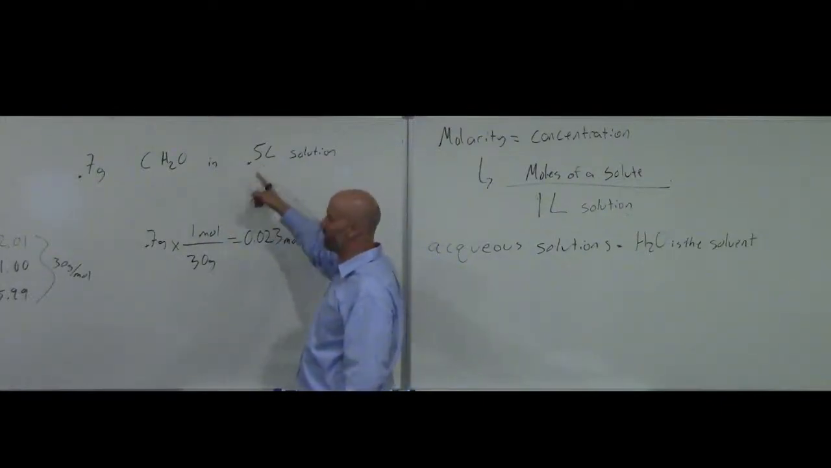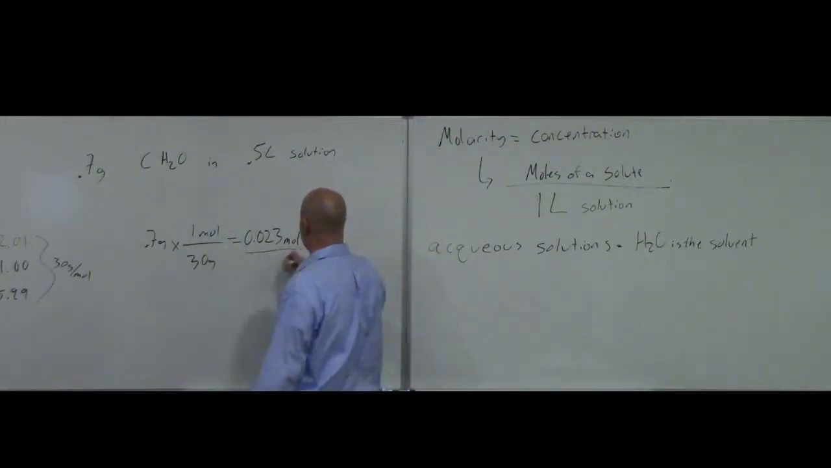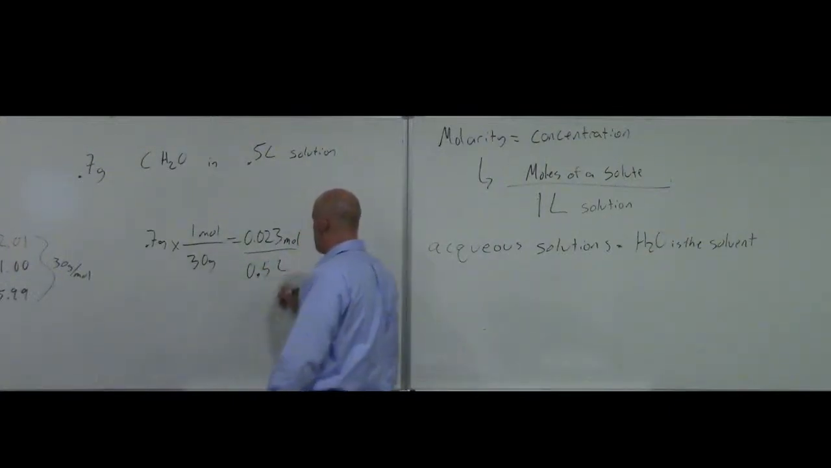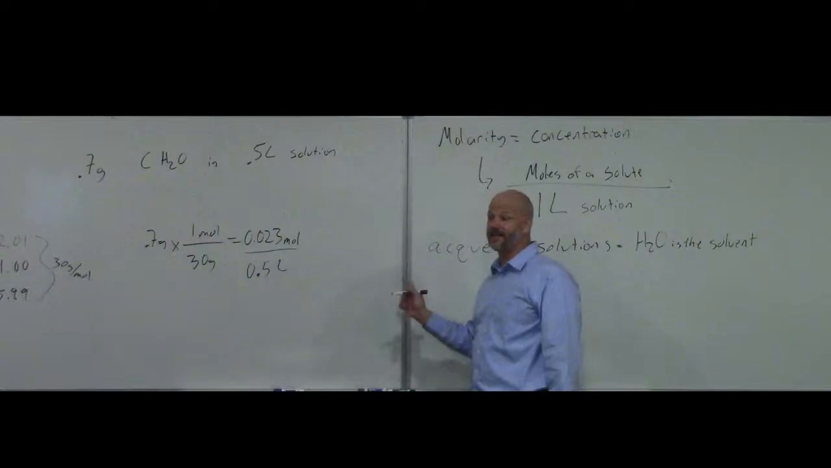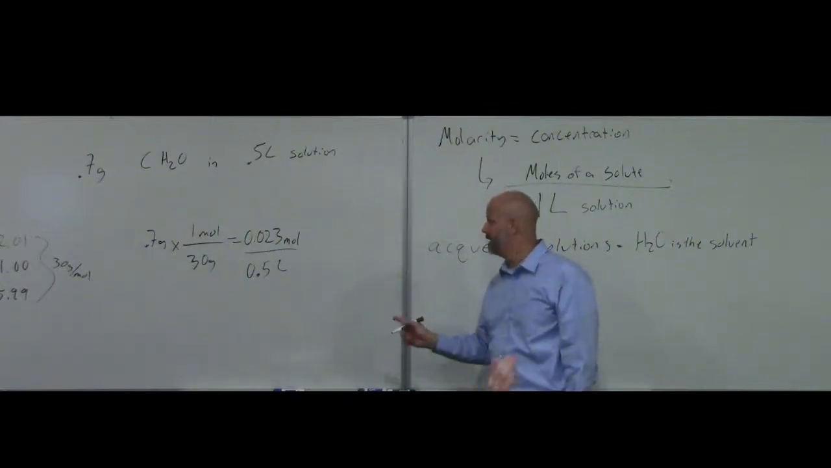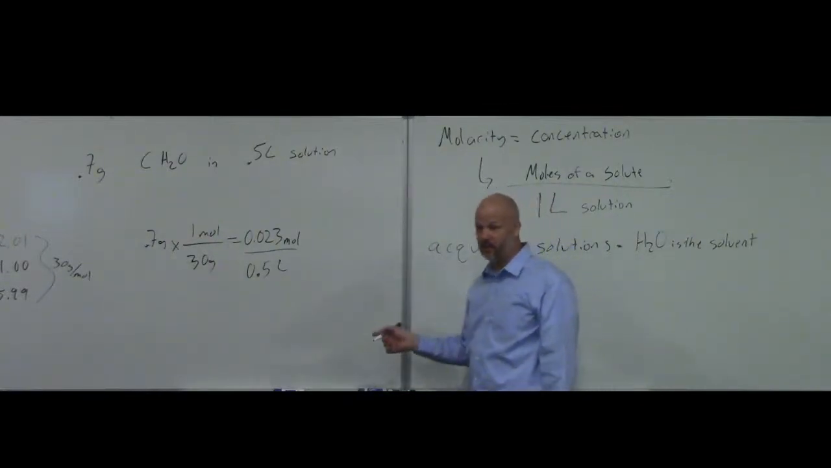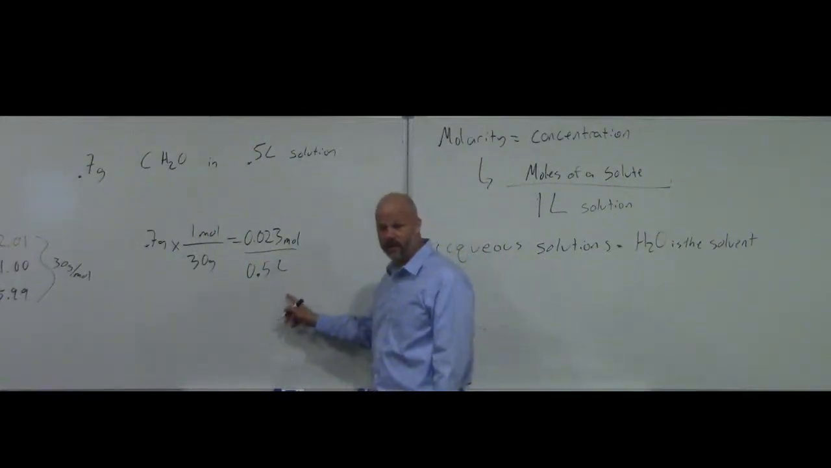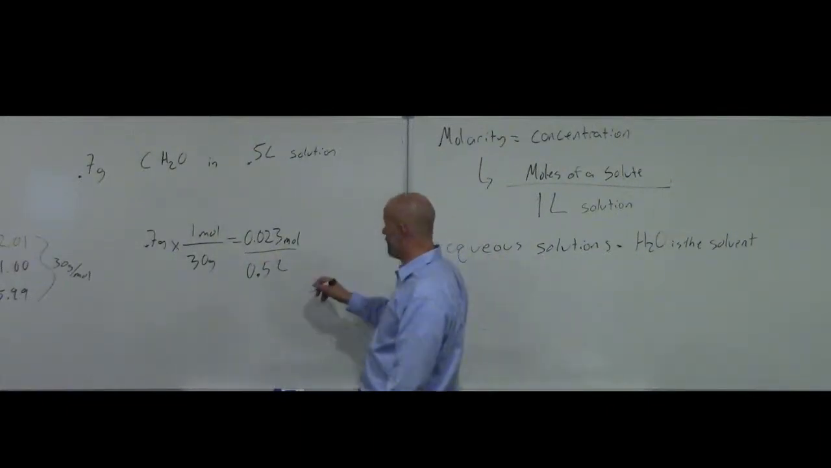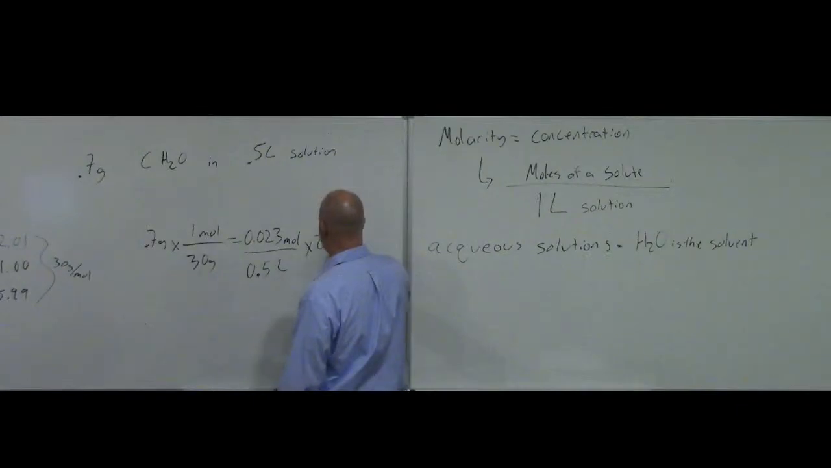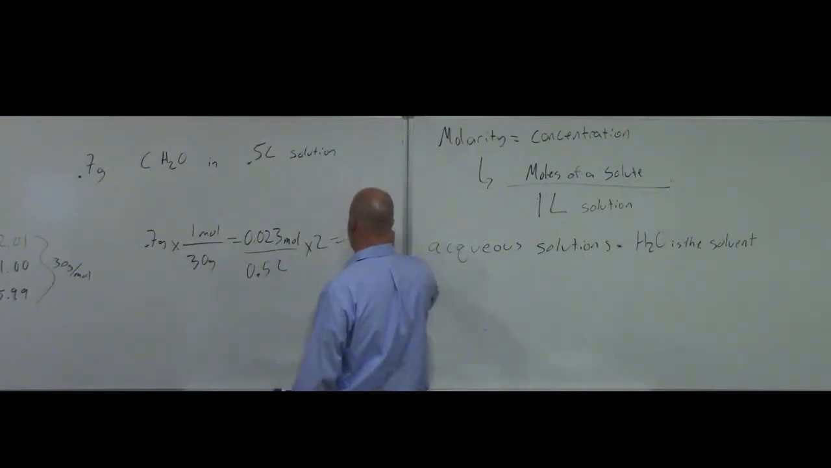Over 0.5 liters of solution. I want molarity. That is not molarity. Molarity is moles per liter, right? So what do I have to do to get this into moles per liter? I got to multiply it by 2. So times 2 equals 0.046 over 1 liter, right?